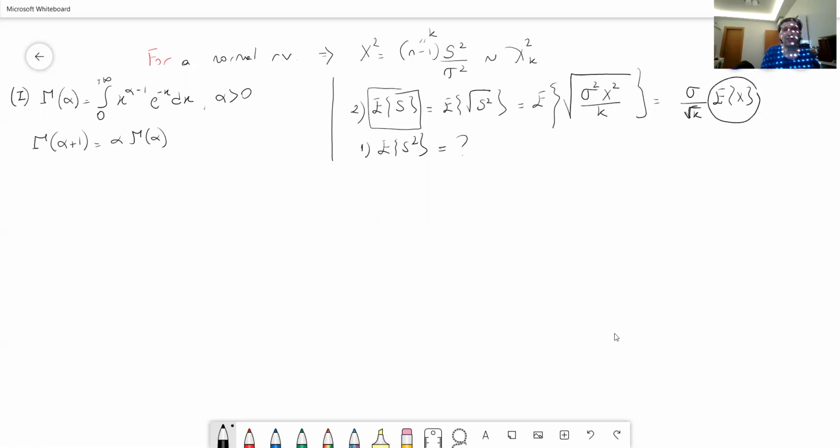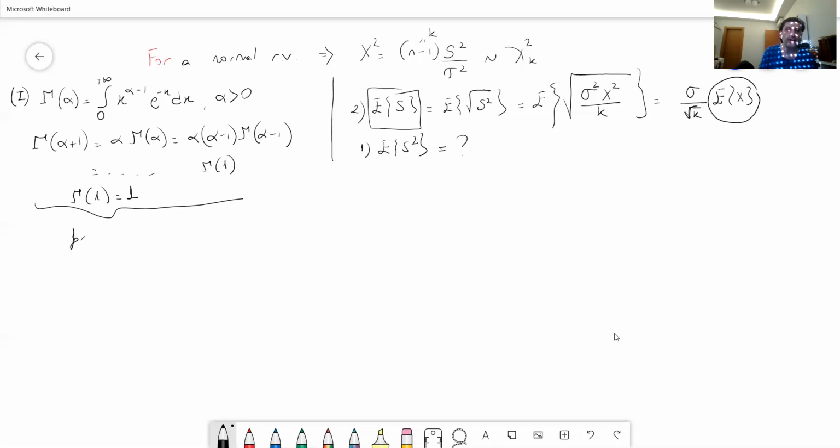So alpha plus 1 is alpha times this quantity. This is going to be actually equal to alpha times alpha minus 1, and it goes like this until gamma function of 1. And this gamma function of 1 is actually equal to 1. Well, this may actually remind you of some other function that we know.